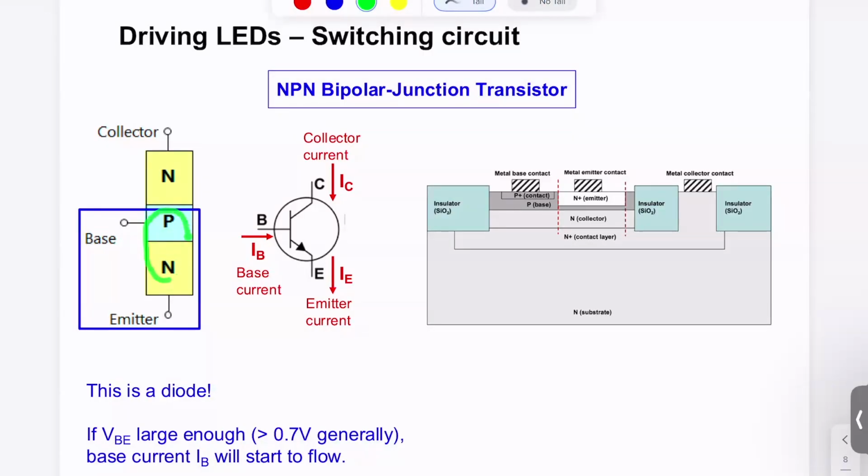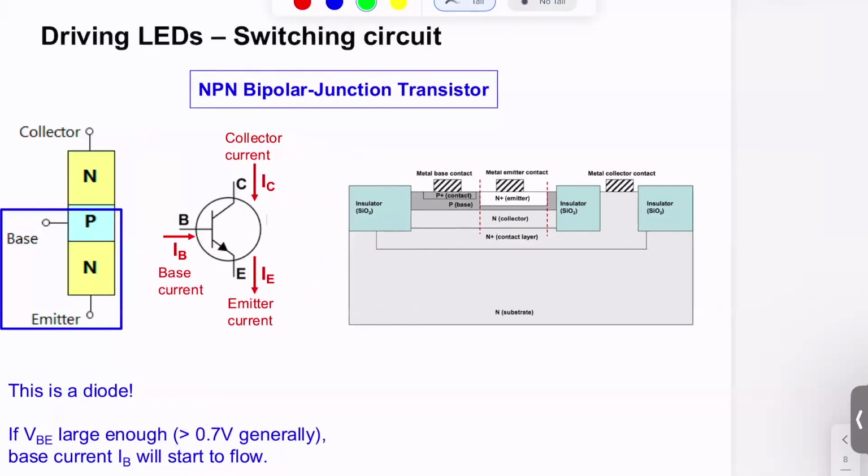To turn this PN junction on, you want to apply a voltage that is greater than its forward voltage. And for silicon, this is 0.7 volt. So when you apply a voltage greater than 0.7 volt, the PN junction turns on and the BJT turns on. That's the first thing you want to know.